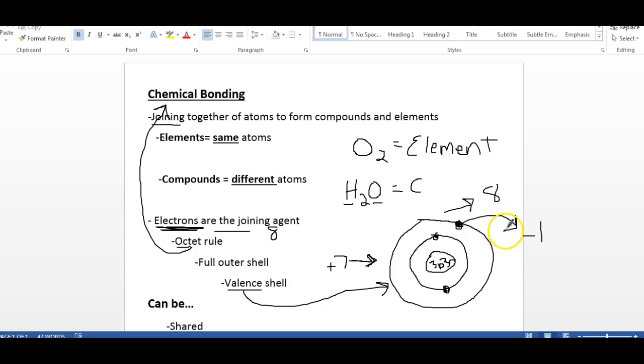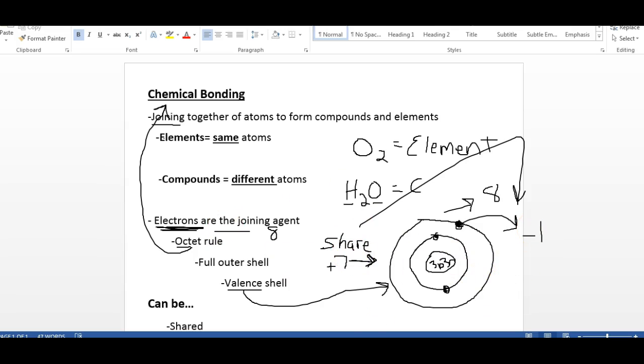Also what could happen is it could share, and we're going to talk about why it may or may not share in a minute. But this one is either going to give off 1 or take on 7, because it's an ionic compound. And this one's going to give off 1. That's kind of the rule.